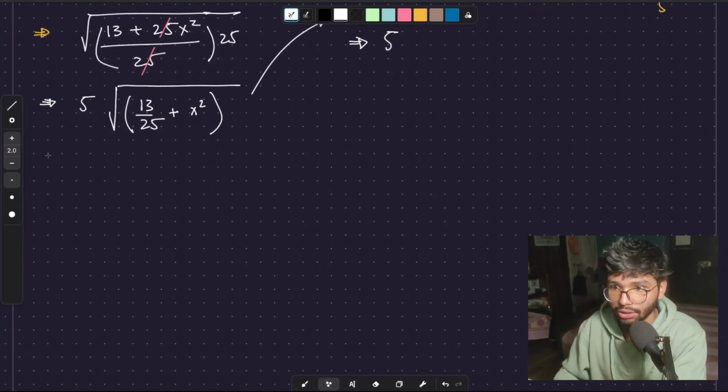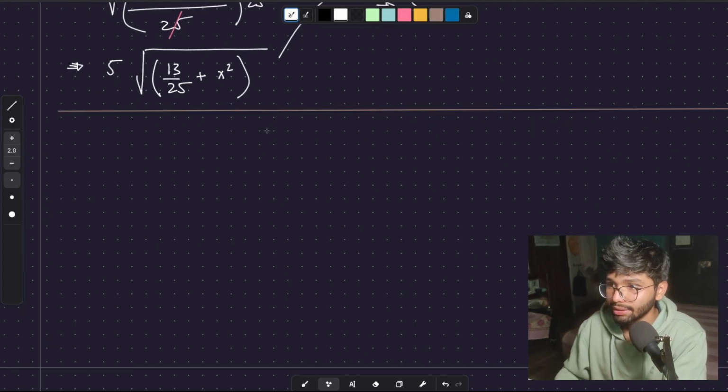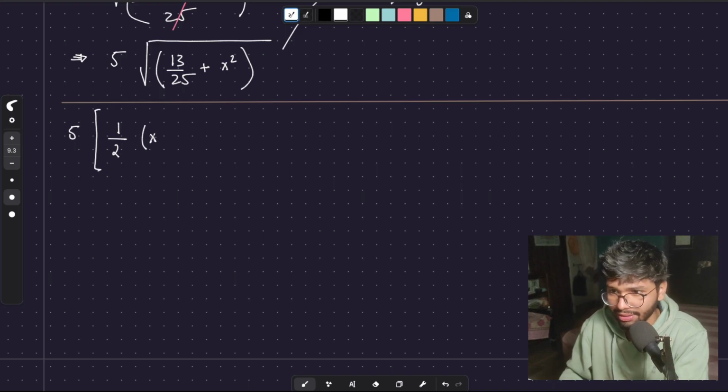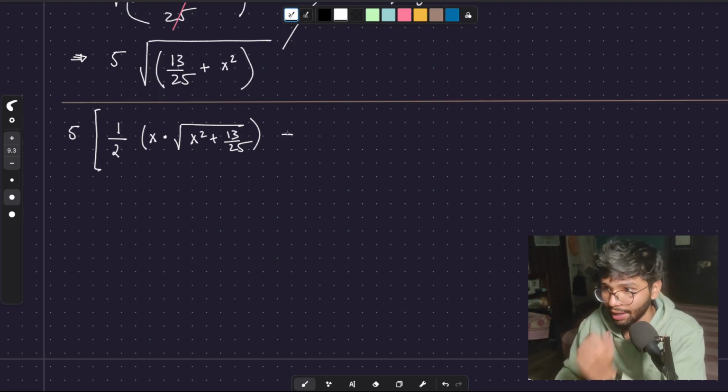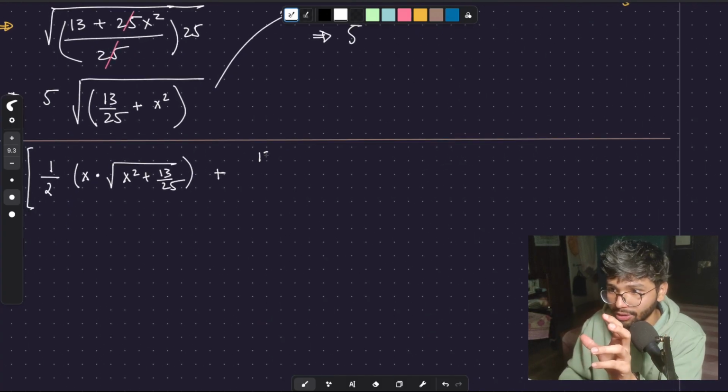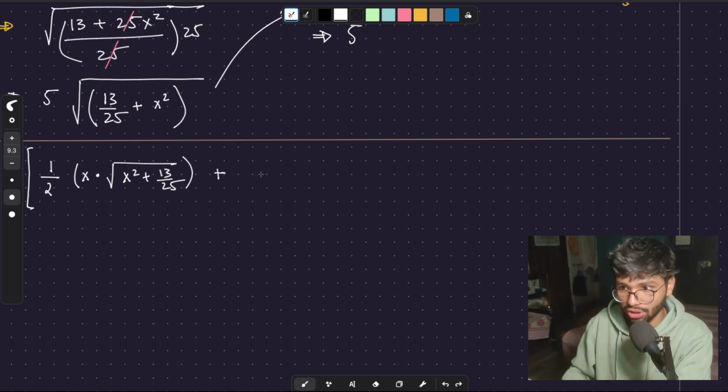So let me draw a line like this. Let me use the brown color. Great. So we know that this is just, okay, sorry about that. This is just 5 and we're integrating the thingy. So let me draw a square bracket. And we know that this is just half and the thing will repeat itself. So x times square root of x squared plus 13 over 25. Great. And we'll use the x squared we have, so x squared, this is 13 over 25 divided by 2. That means the 25 will get pushed to the bottom.